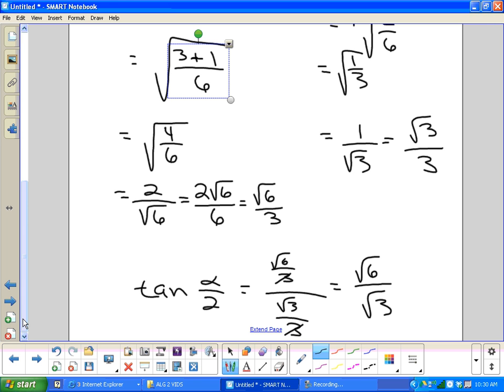Now, can I reduce square roots like that? Can. As long as both of them are square roots, it's okay. Okay. So normally we say 6 over 3 is 2. This is just going to be square root of 2. Okay. Now, if you rationalized it and did it that way, you'd still come out with square root of 2. Okay.